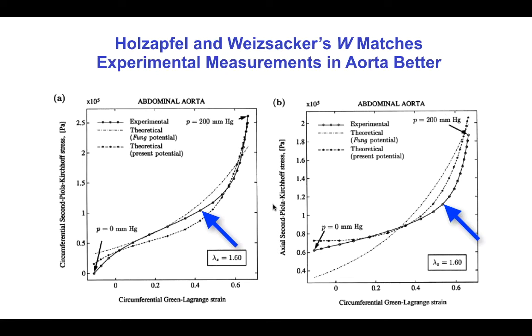The solid lines represent experimental measurements of circumferential stress versus circumferential strain and axial stress versus circumferential strain. And the dotted dashed line here represents the original strain energy function, whereas the dashed starred line seen here and here, which are a closer approximation to the experiment, represent the modified strain energy function.